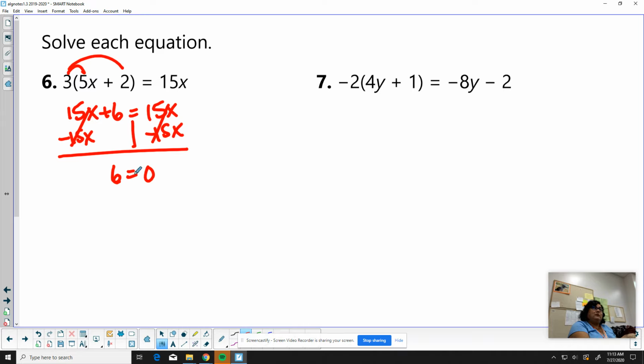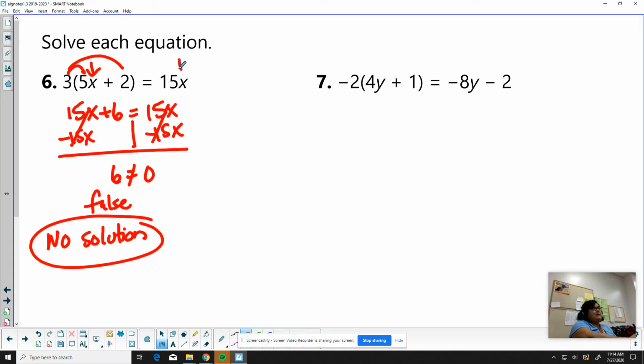Well, 6 does not equal 0. That is a false statement. So the answer is no solution, which means there is no number that you can put in here for x to make this true. Okay, so let's try number 7.